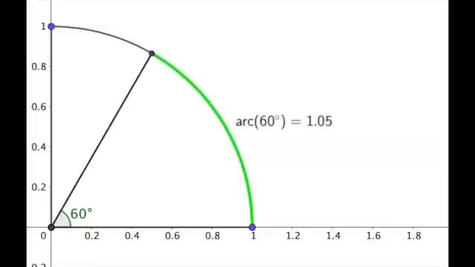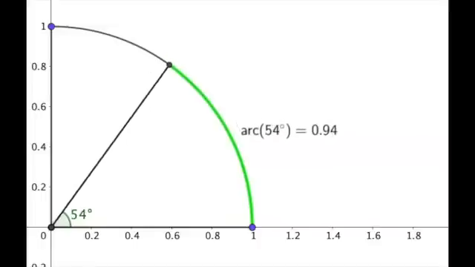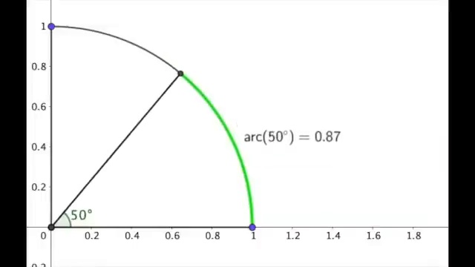Now, the length of the arc is something that's actually fairly easy to calculate, and that's because it's been known for thousands of years that the circumference of a complete circle with radius 1 is equal to 2 pi, which is about 6.28.